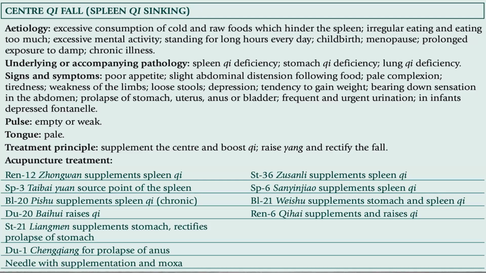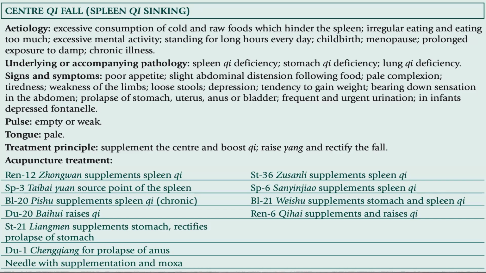Signs and symptoms: poor appetite, slight abdominal distension following food, pale complexion, tiredness, weakness of the limbs, loose stools, depression, tendency to gain weight, bearing down sensation in the abdomen, prolapse of stomach, uterus, anus, or bladder, frequent and urgent urination. In infants, depressed fontanelle. Pulse empty or weak. Tongue pale. Treatment principle: supplement the center and boost chi, raise yang, and rectify the fall.